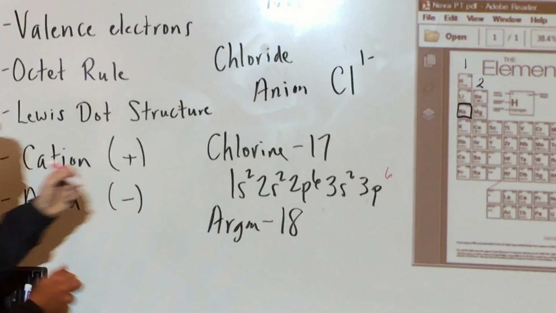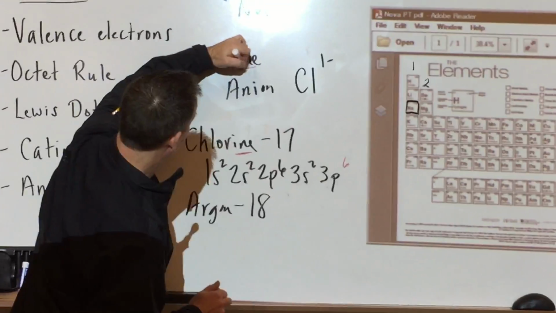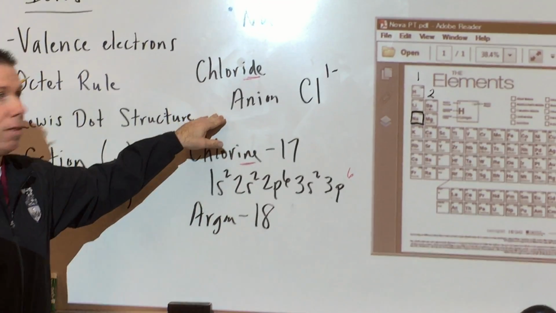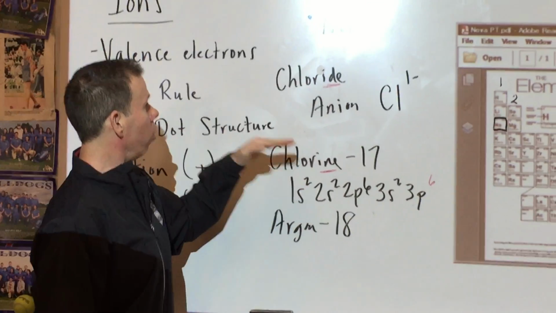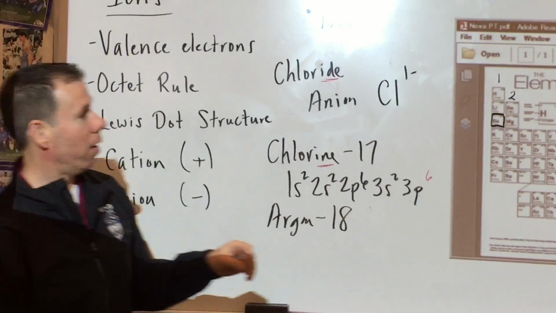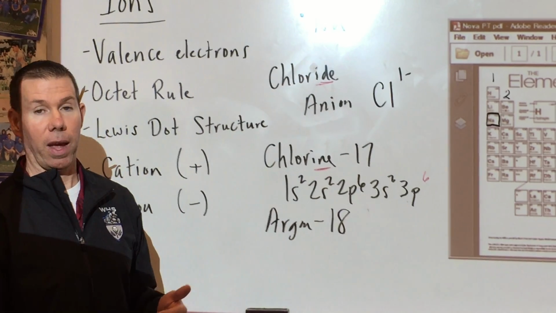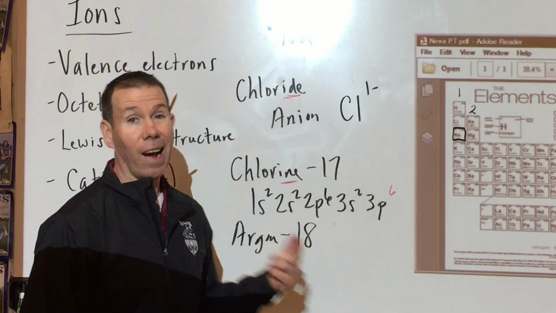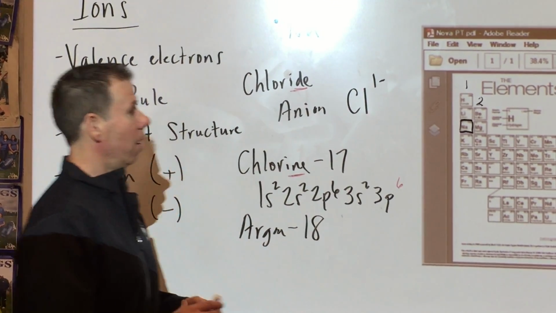Notice that I changed the ending from chlorine to chloride. When you're naming anions, you always do that. So a chloride anion would be like this. If you had a fluorine anion, it would be fluoride. If you had a hydrogen anion, it would be hydride. If you had an oxygen anion, it would be oxide. So always add IDE to the end of the name.